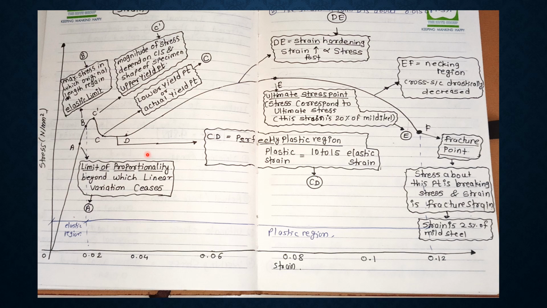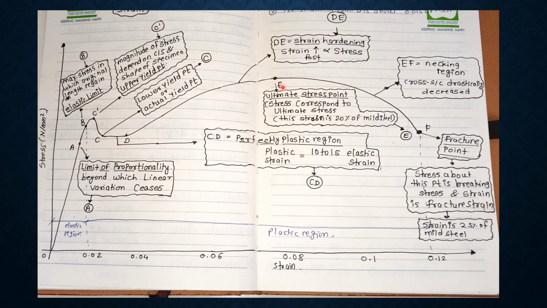Then after D, the point E rises. Between D and E, the stress is increasing, and that region is the strain hardening region. In that region, strain is also increasing and stress is also increasing. Next is point E, which is the ultimate stress point, the maximum point of stress, and the strain here is 20% for mild steel.